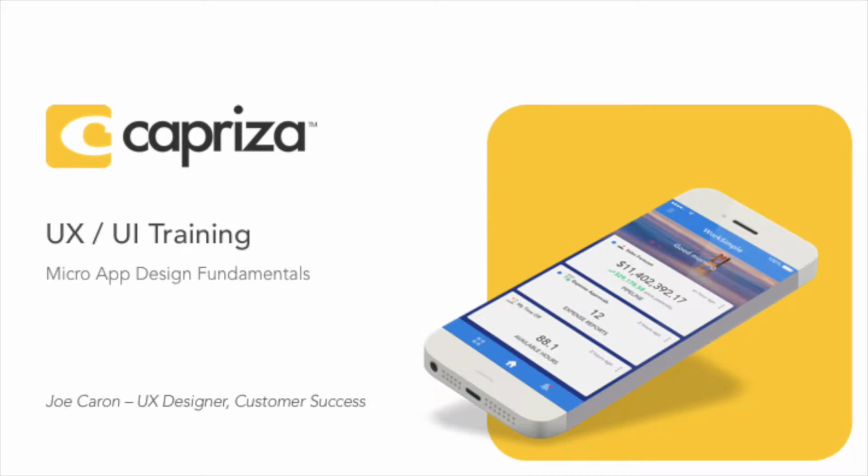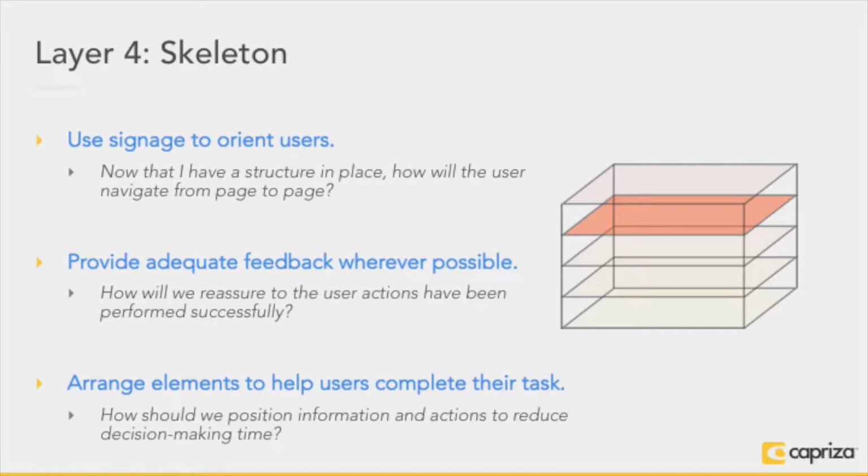Welcome to part 2 of Capriza UX and UI training. This section will cover layer 4, skeleton. In this layer, we finally start to make use of interface elements to allow the user to move through the information architecture we established in previous layers. We will focus on 3 key areas to optimize the arrangement of these elements for maximum effect and efficiency.